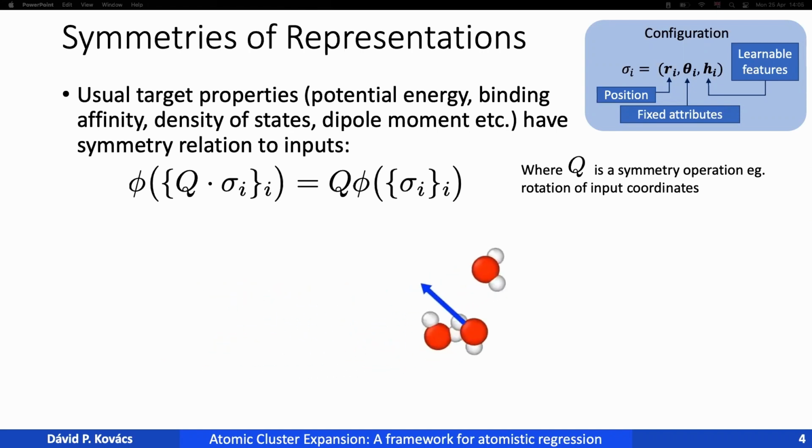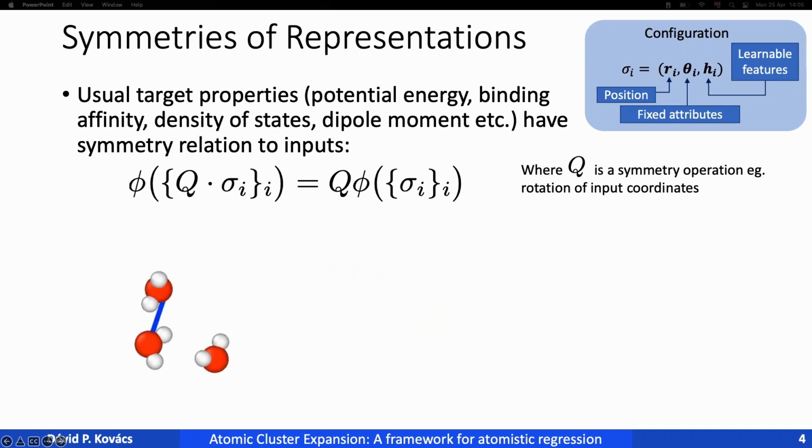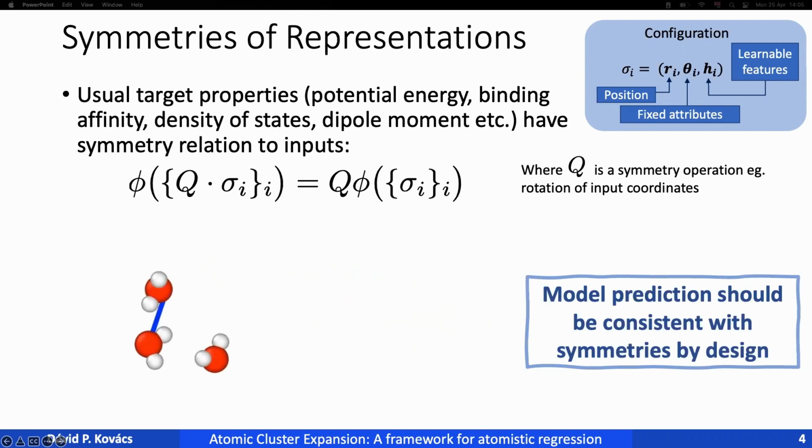So, for example, something like a dipole moment will rotate with the structure. As we rotate the input, it will rotate with it. This is something that we really have to bake into our models, because we know it in advance, so we don't want the models to have to learn it from data. We want it to be obeyed by design.